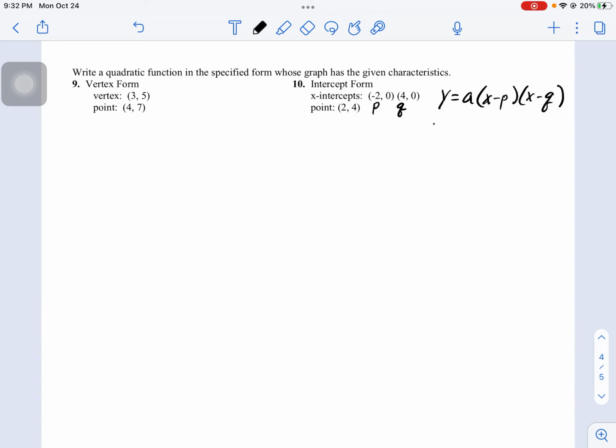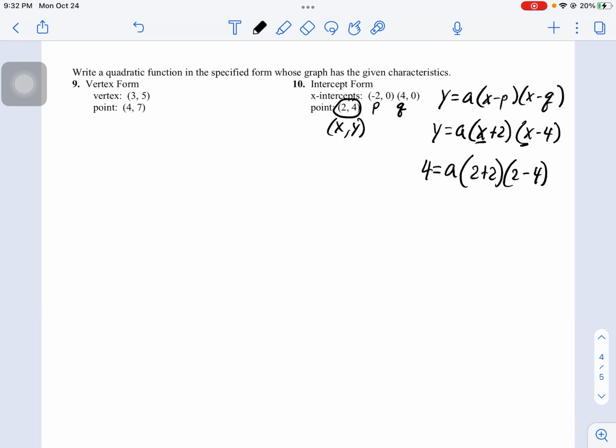So right now what this is saying is y equals our a value, and then it's (x + 2), because it would be the opposite of -2, and (x - 4), because it's the opposite of positive 4. And the last thing we need to do is solve for our a value. So what we're going to do is take this coordinate here. That's our x and y pair. So I'm going to plug that in for x and y with what I know so far. Instead of y, I'm going to replace that with 4. My a value is what I'm solving for. And then I'm going to put 2 plus 2 and 2 minus 4. I just replaced those x values with 2.